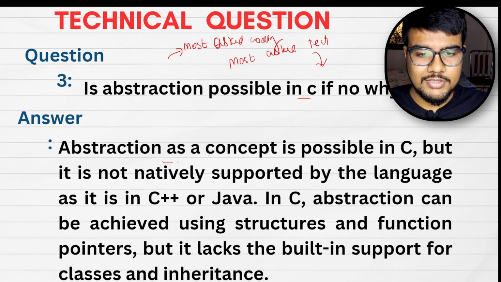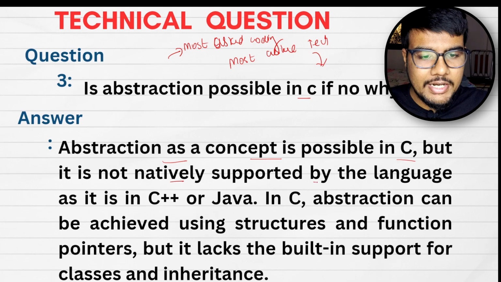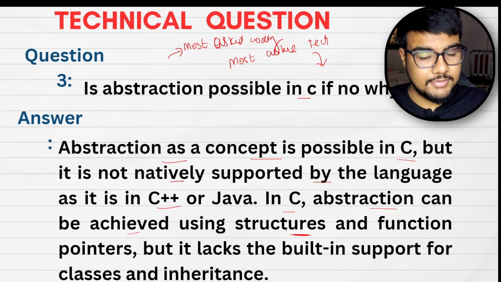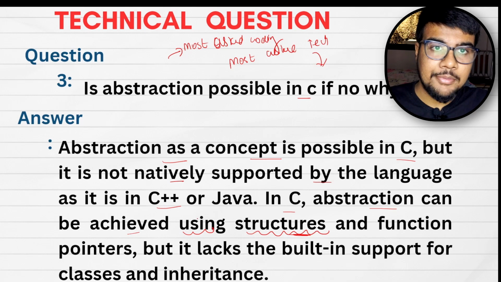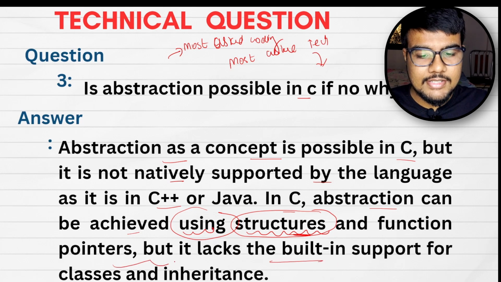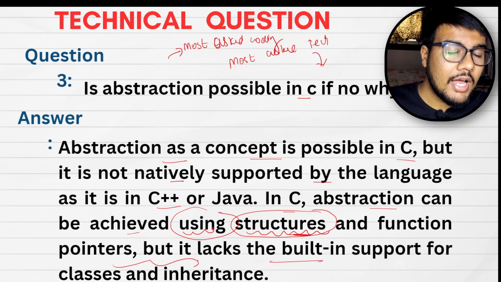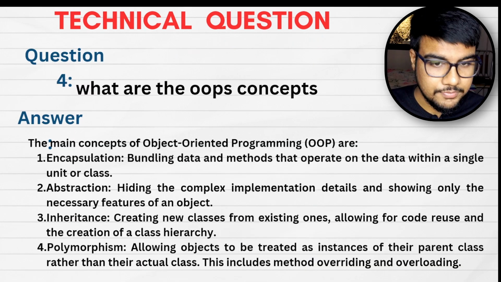Now we'll see the approach. Abstraction as a concept is possible in C. Great. Abstraction is possible in C, but it is not natively supported by the language as it is in C++ or Java. In C, abstraction can be achieved using structures. Listen to it: using structures, you can achieve abstraction. These keywords you need to specify in your explanation: function pointers, but it lacks built-in support for classes and inheritance. See how nicely the definition has been made and that the candidate would have told it in the interview.